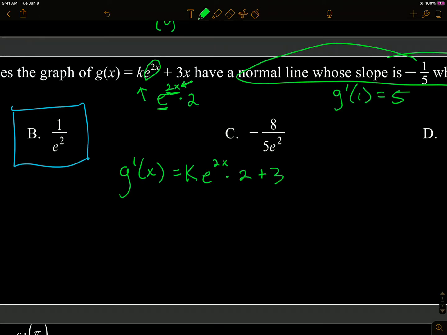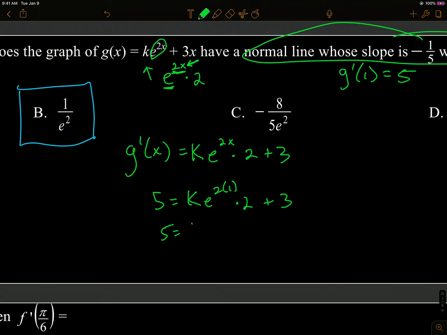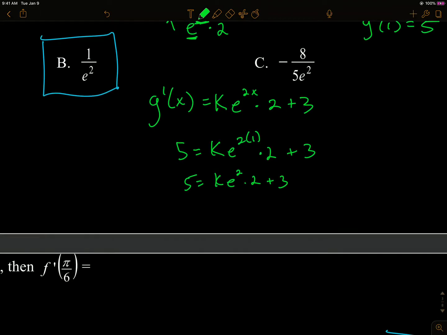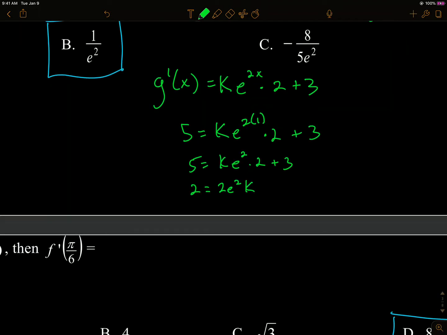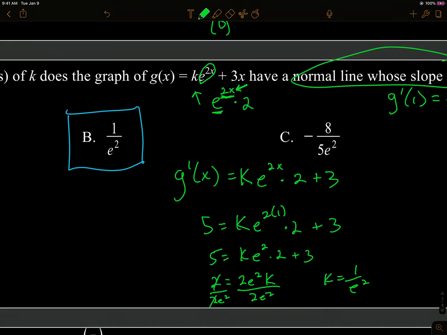So now we know that g prime of 1 equals 5. So 5 is going to be equal to k times e to the 2 times 1 times 2 plus 3. So we're going to get 5 equals k e squared times 2 plus 3. So we're going to subtract 3 off both sides. I get 2 equals 2e squared times k. So if I divide both sides by 2e squared, I get k equals 1 over e squared. That's choice B.